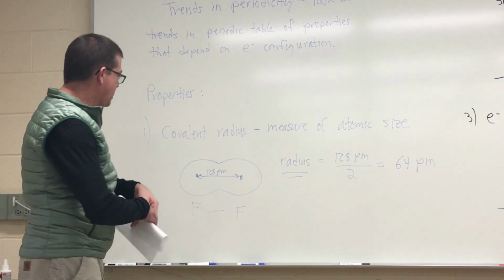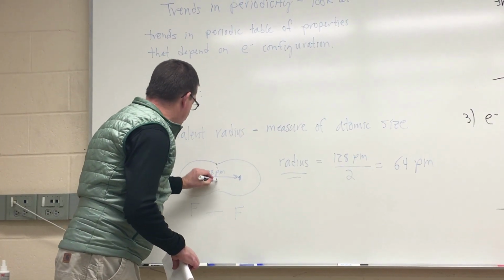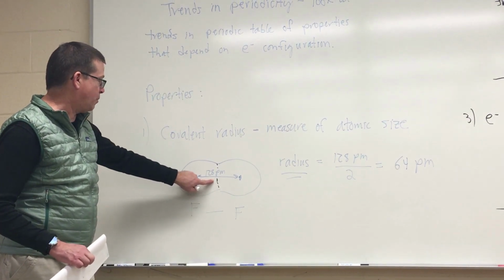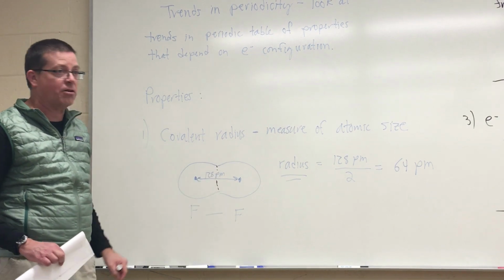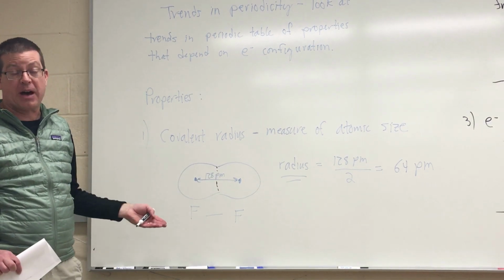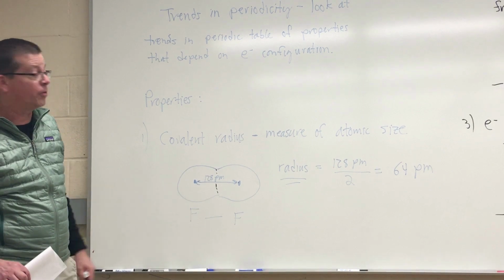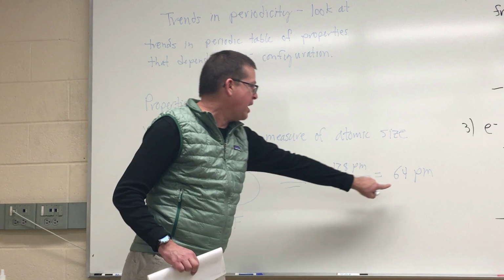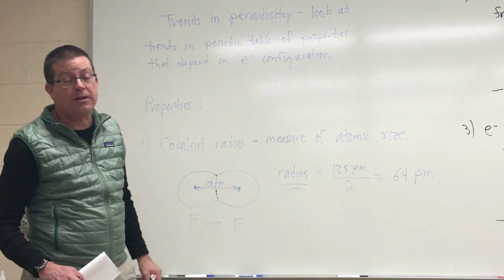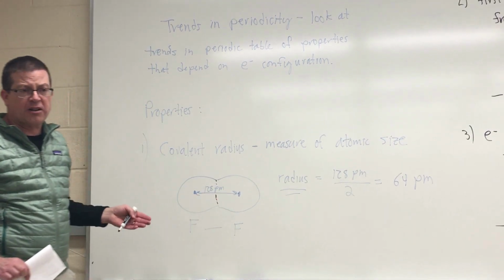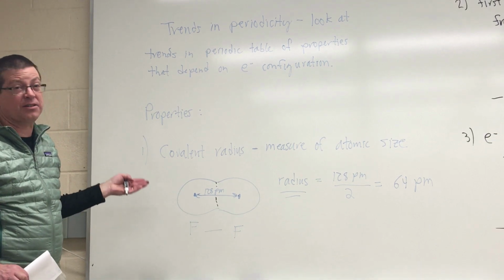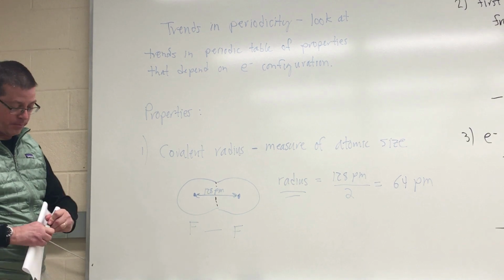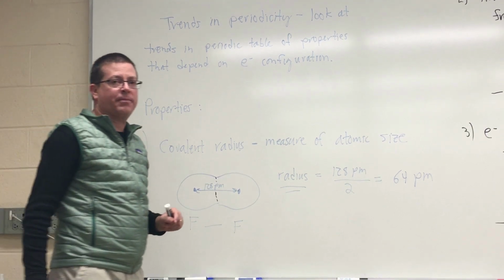That's kind of like taking a line and breaking it right down the center, saying that half of the molecule is here and the other half is over here. So if we take half of that, that ought to be about the radius of a single atom of fluorine. We take our 128 picometers, divide by 2, and get an atomic radius of 64 picometers. Essentially we're just going to refer to this as an atomic radius. It tells us something about the physical size of the atom. So that's our first property.